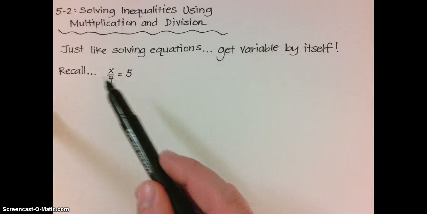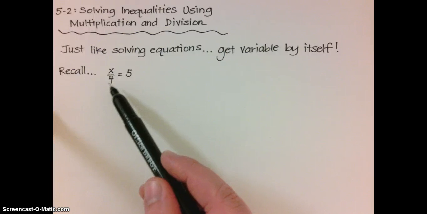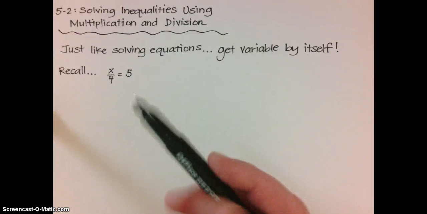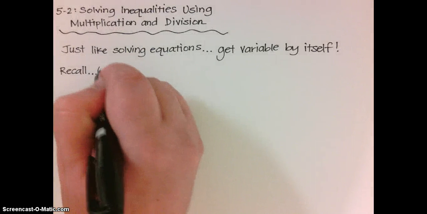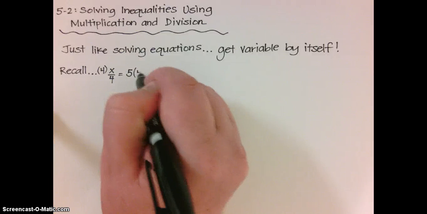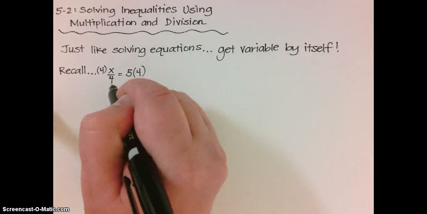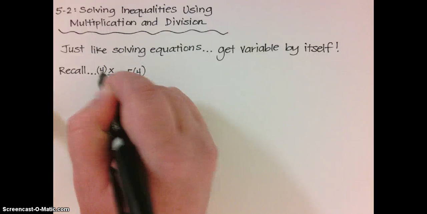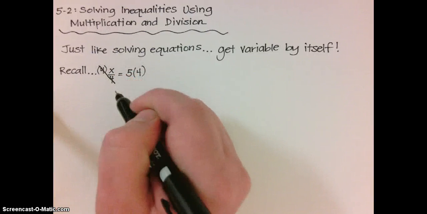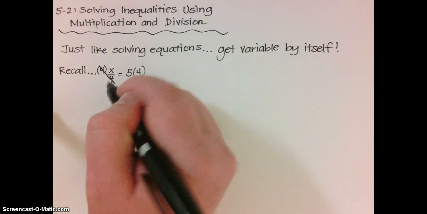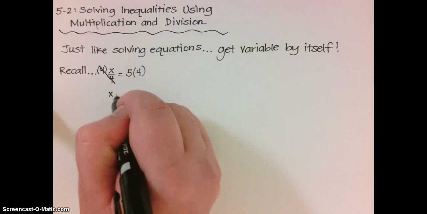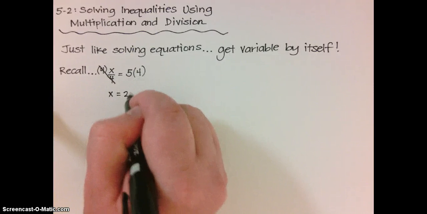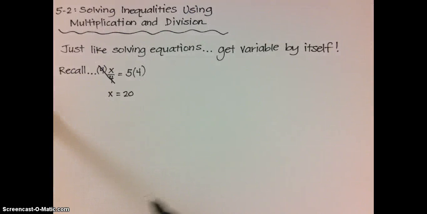So let's recall a very simple one-step equation that we may have had before, x divided by 4 equal to 5. The way that we solved this was by multiplying the number 4 on both sides because we saw the variable was being divided by 4, so we wanted to do the opposite operation of division, which is multiplication. And when we multiply both sides by 4, on the left-hand side the 4's cross out, and we're simply left with x on the left, and the right side, the 5 times the 4, turns into 20. And we're done with that.